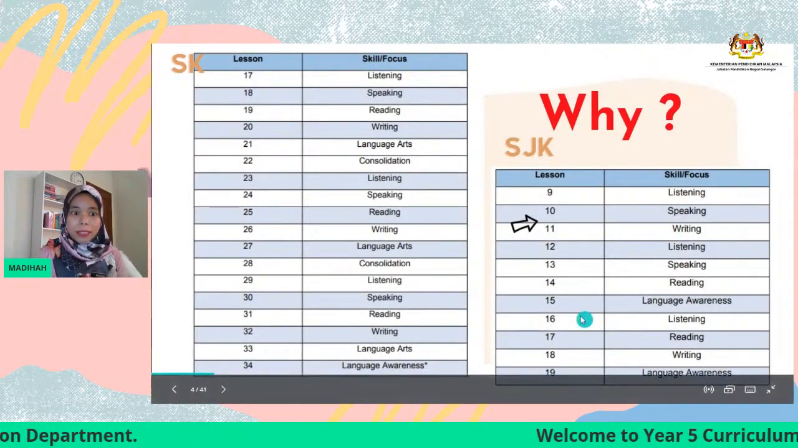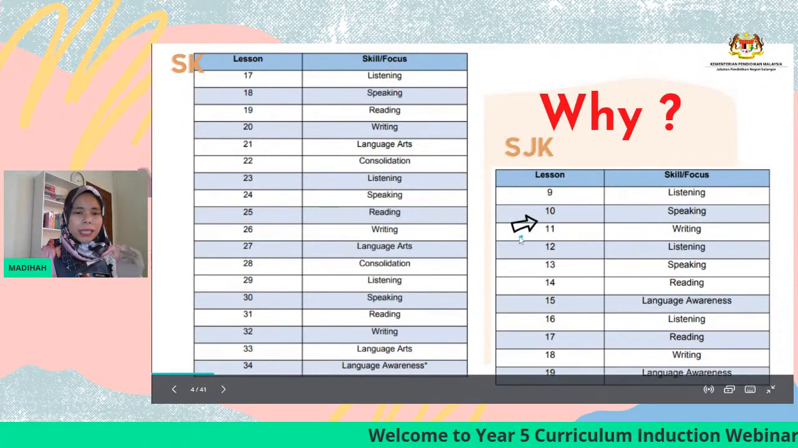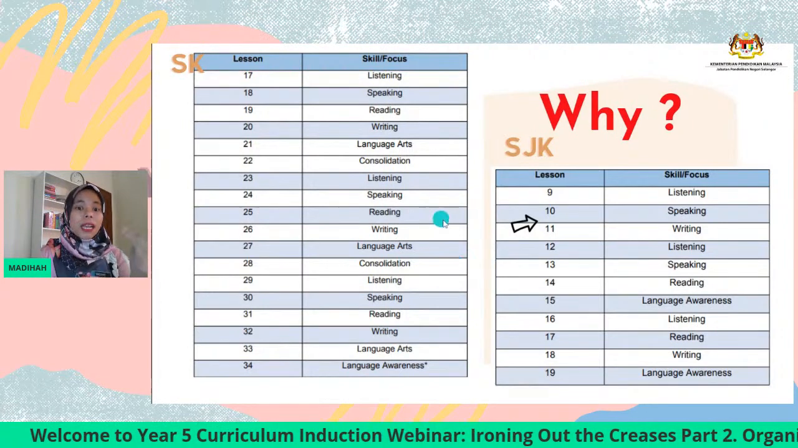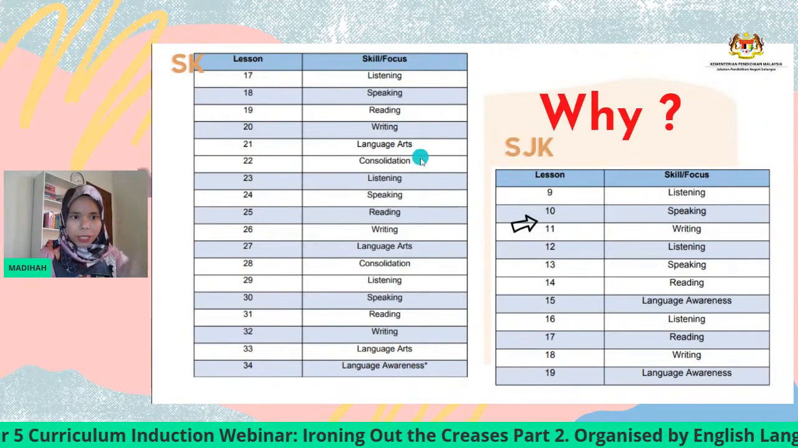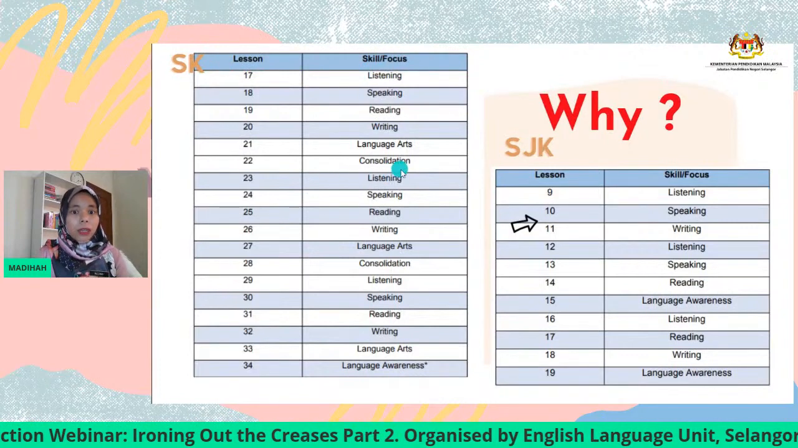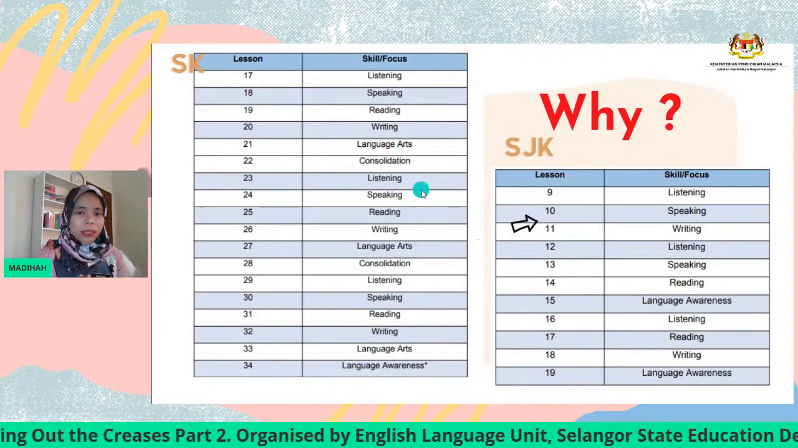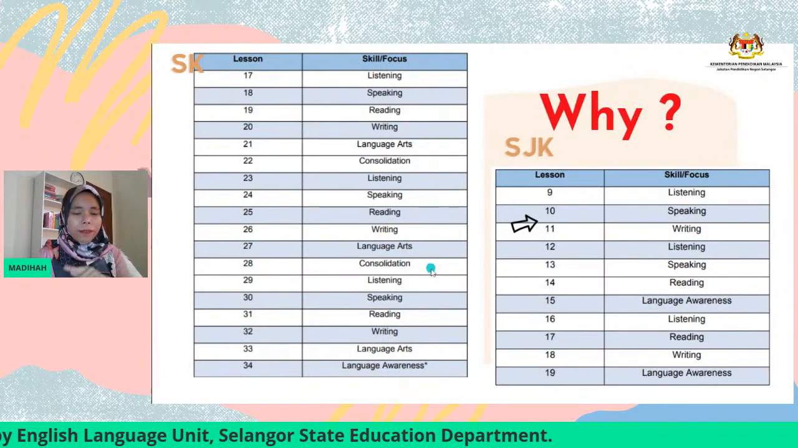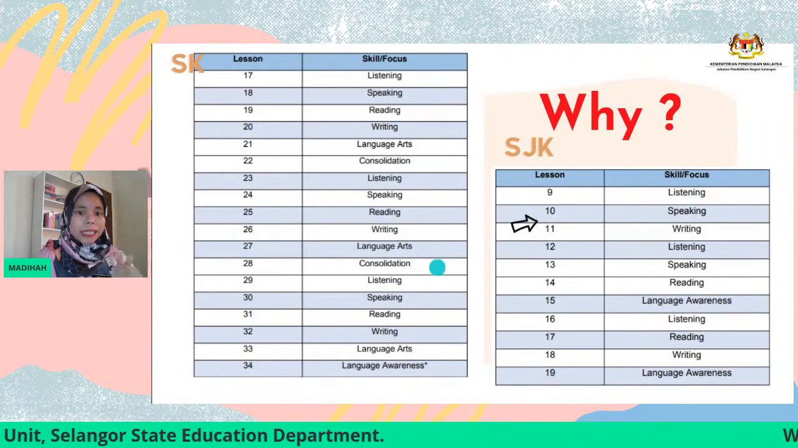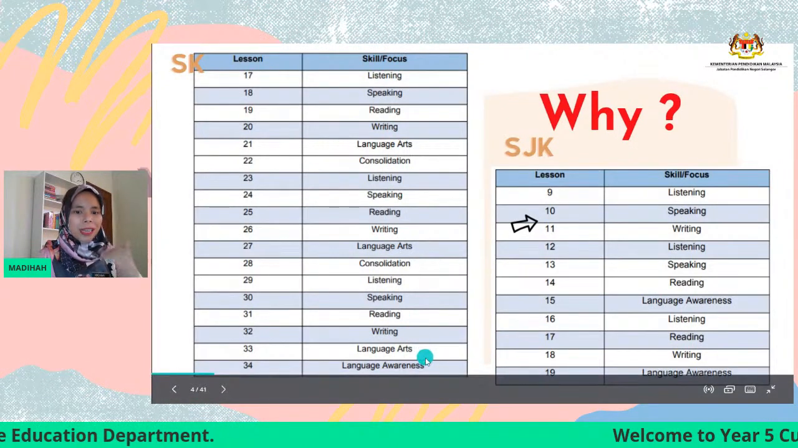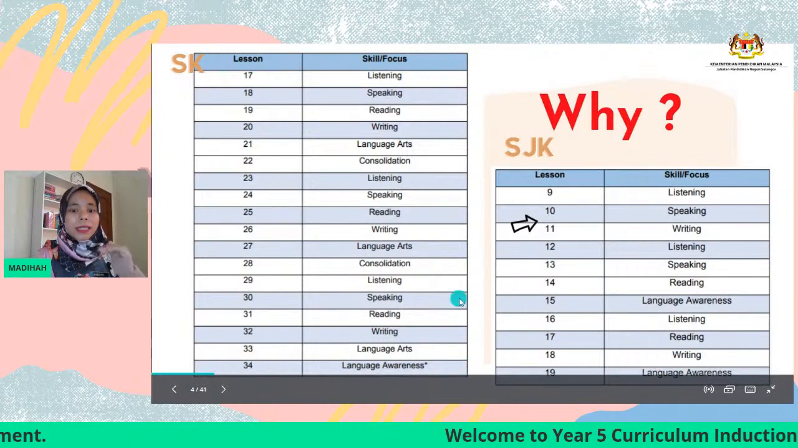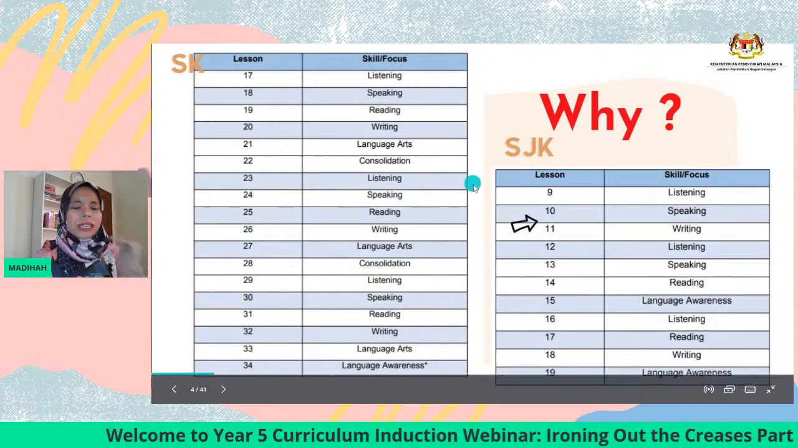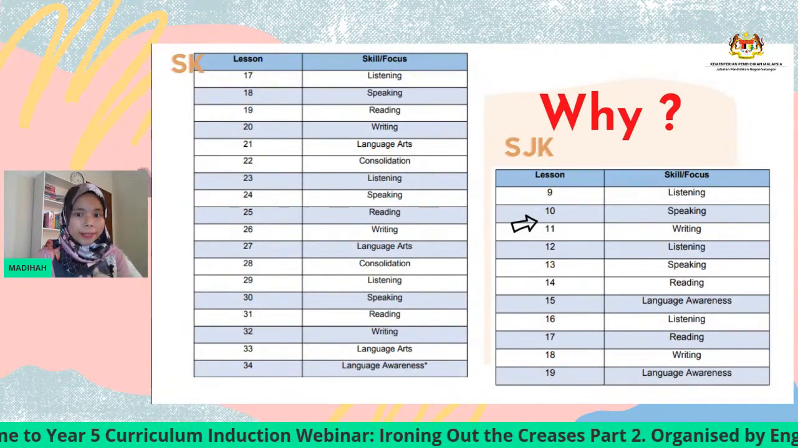Okay, let's look at the table for SK. As you can see, there are a few cycles. We started off with listening, speaking, reading, writing, language arts, and consolidation. That is the first cycle. The second one is still the same cycle: listening, speaking, reading, writing, language arts, and consolidation. However, as we move on to the next cycle, there's listening, speaking, reading, writing, language arts, and language awareness. So language awareness has alternated with the consolidation lesson. That one is for SK.